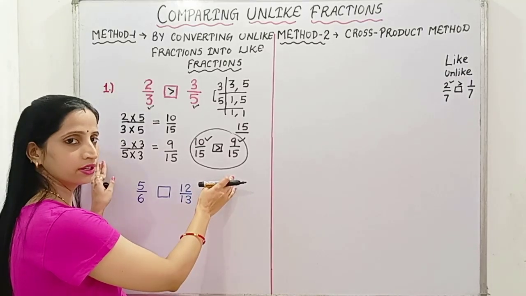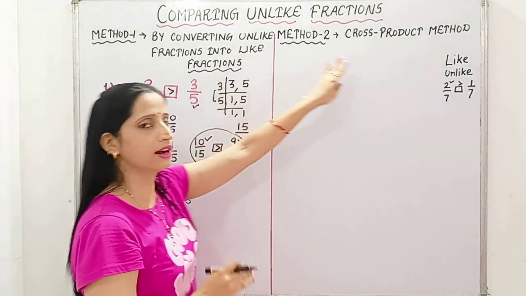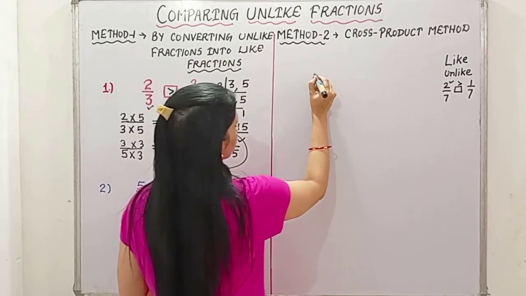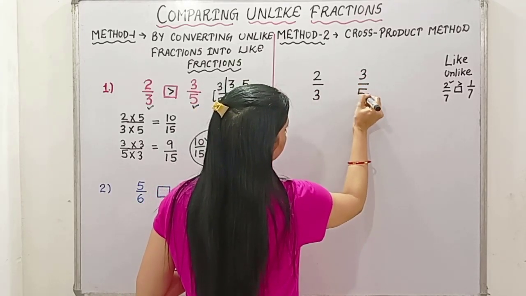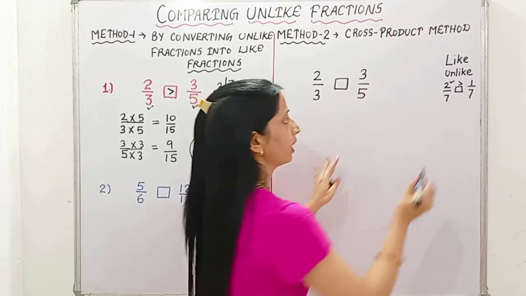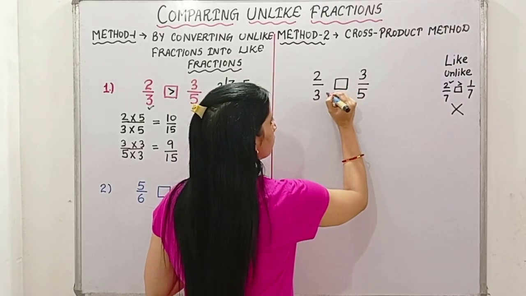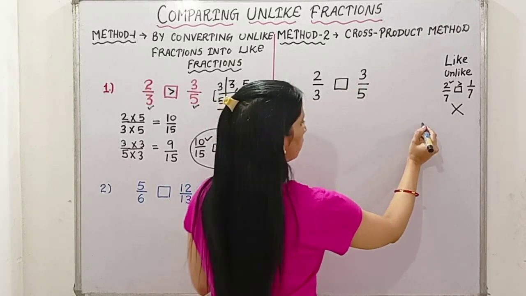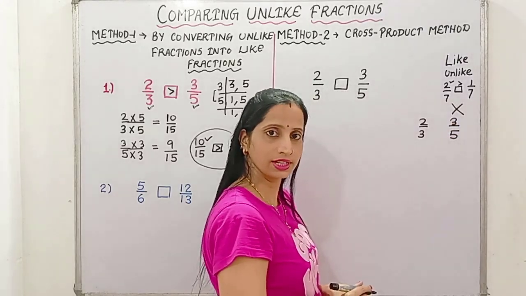Okay, so similarly we will do the next question as well. But before doing this, we will do the same question by another method, and we will get the same answer. So let's write. The given fractions are 2 upon 3 and 3 upon 5. Now we will use the cross product method. It is clear, cross product means multiplication. This means we will multiply the numbers in cross order. Let's do the cross multiplication.